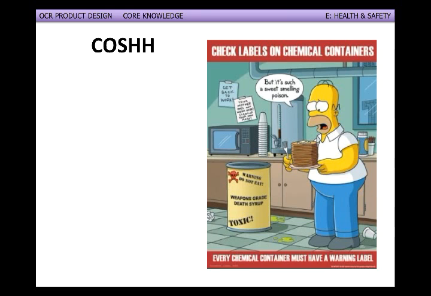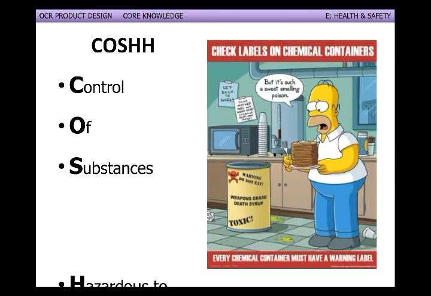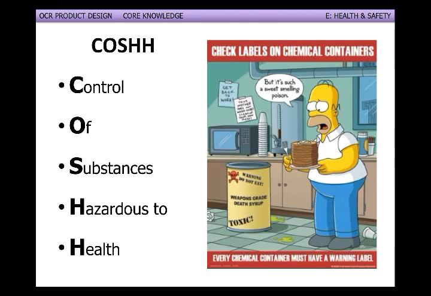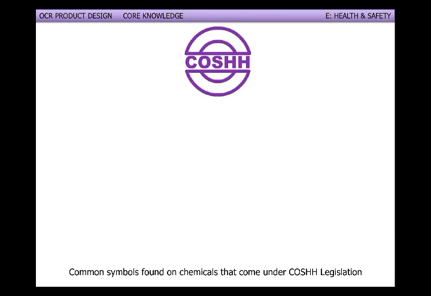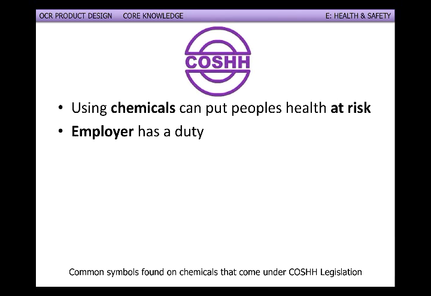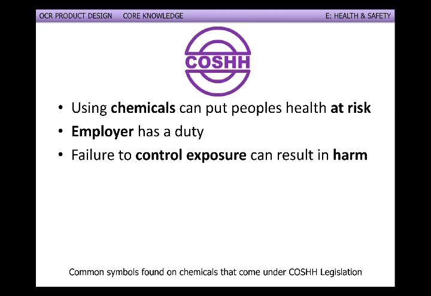The second thing we need to look at is COSHH. COSHH stands for the Control of Substances Hazardous to Health. That could be chemicals, paints, varnishes, dust, fumes, etc. There are lots of dangerous substances in the workshop which will be hazardous to your health. In other words, using chemicals will put people at risk, and employers have a duty to make sure that these things are used and stored correctly. If you don't, then you're going to hurt people and you're going to leave yourself open to being sued, taken to court, going to jail.